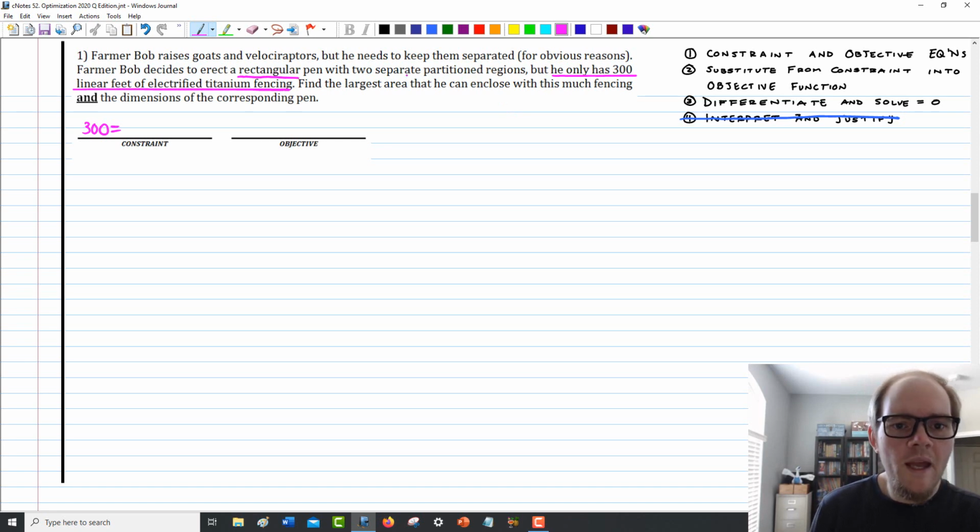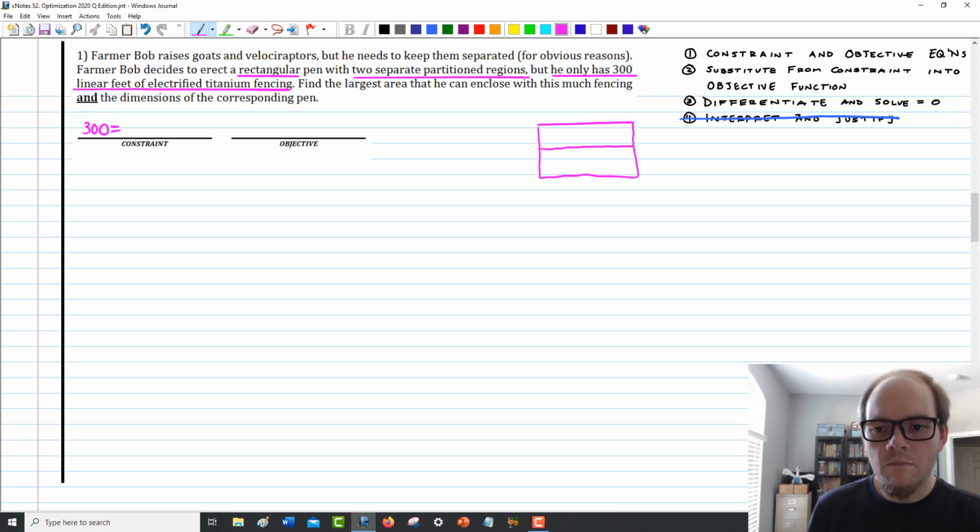We have a rectangular pen. It has two separate partitioned regions. So there's a lot of verbiage in there, but when you partition something, you just divide it into two parts. So what we're talking about with Farmer Bob is he's got this little rectangle here. Looks great. And he's going to have two separate partitioned regions. So basically that means he has to have another bit of fencing to separate those sections. Otherwise the goats are going to have a bad time.